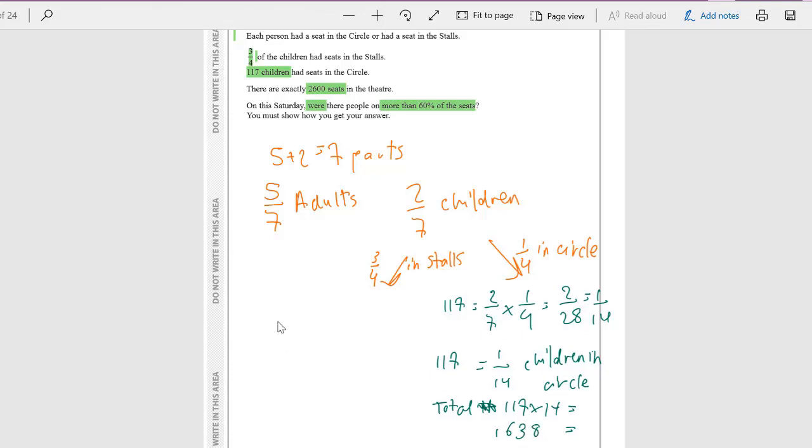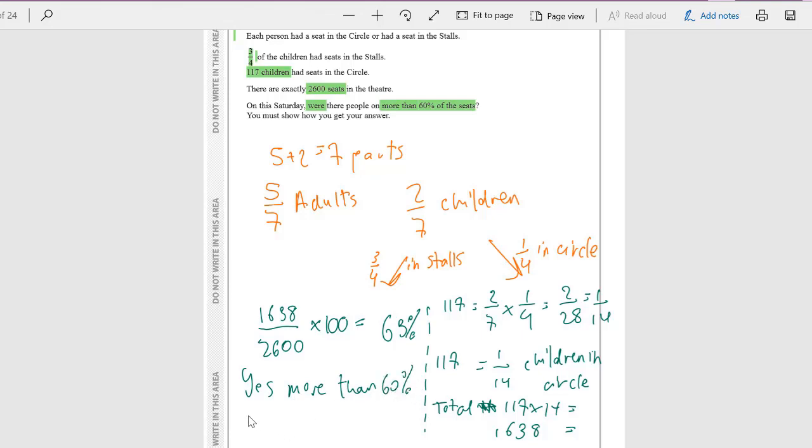So come back here, 1,638. We know there's 2,600 seats, and times by 100, so that gives us 63%. So that means that yes, more than 60% of seats had people on them.